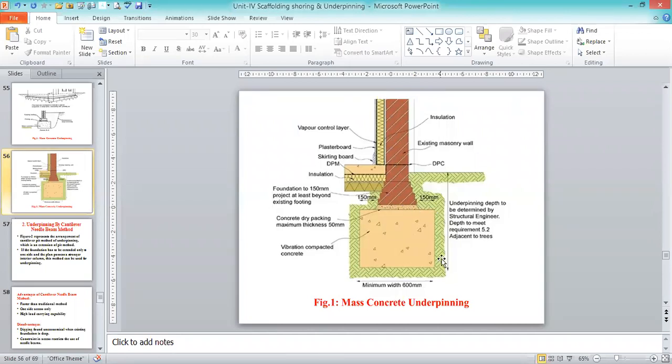Then we are going for that mass concreting, to improve the bearing capacity of the soil for the existing construction. That's why it is called mass concreting, a simple method to improve the bearing capacity of the soil, to improve the foundation requirement. This is only for shallow depth. You have to remember that it is for shallow depths only. If you are going for deeper depth, other methods we are going to be using.